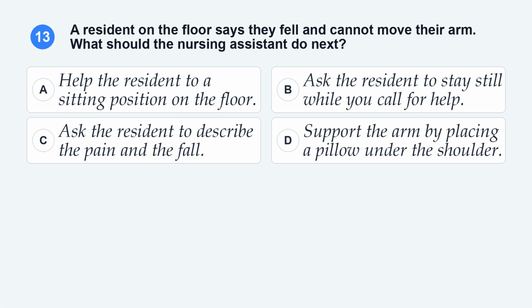Question 13. A resident on the floor says they fell and cannot move their arm. What should the nursing assistant do next? Option A. Help the resident to a sitting position on the floor. Option B. Ask the resident to stay still while you call for help. Option C. Ask the resident to describe the pain and the fall. Option D. Support the arm by placing a pillow under the shoulder.